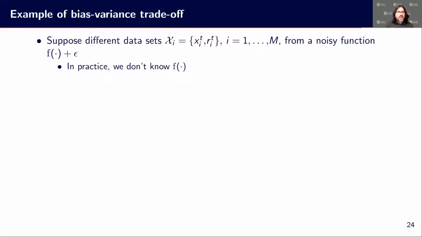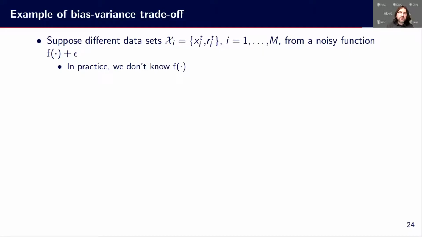So we have some example of bias-variance trade-off. Let's assume that we have different data sets. We have xi, which is one data set, and we have m of these. So let's make an experiment with that. Let's say that we are able to generate data sets on demand, coming from the same noisy function. So each of these data sets is coming from the same function, but this function is noisy.